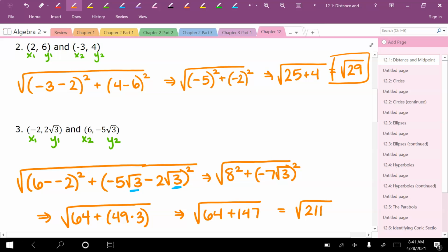Okay, and 211, I can't break that one down at all. There's no perfect squares that go into 211. Even if I go through my list and I start at 4 and I go all the way up to 200, I'm not going to find anything that works perfectly. So I'm going to just leave it right there.